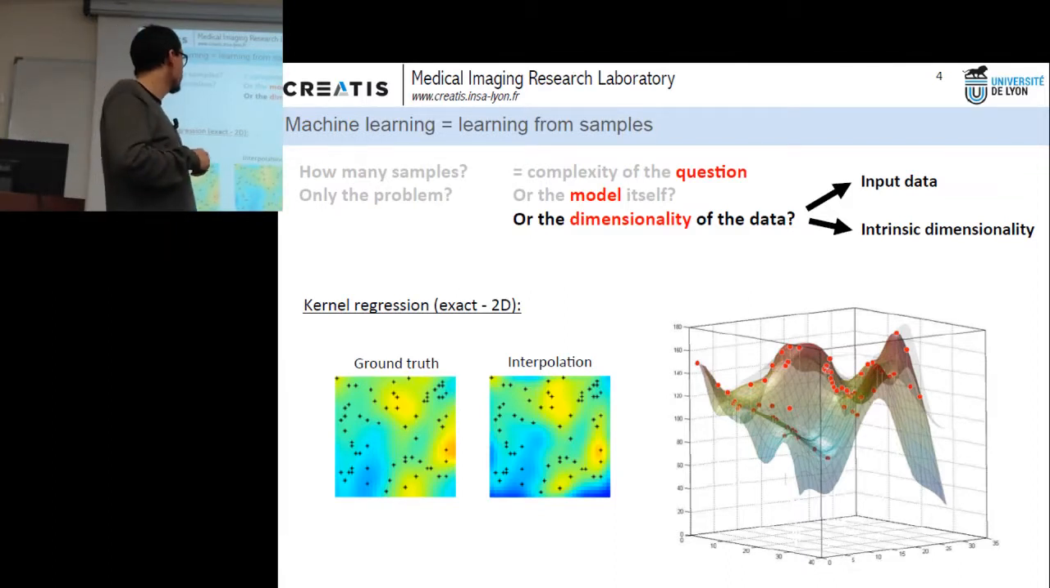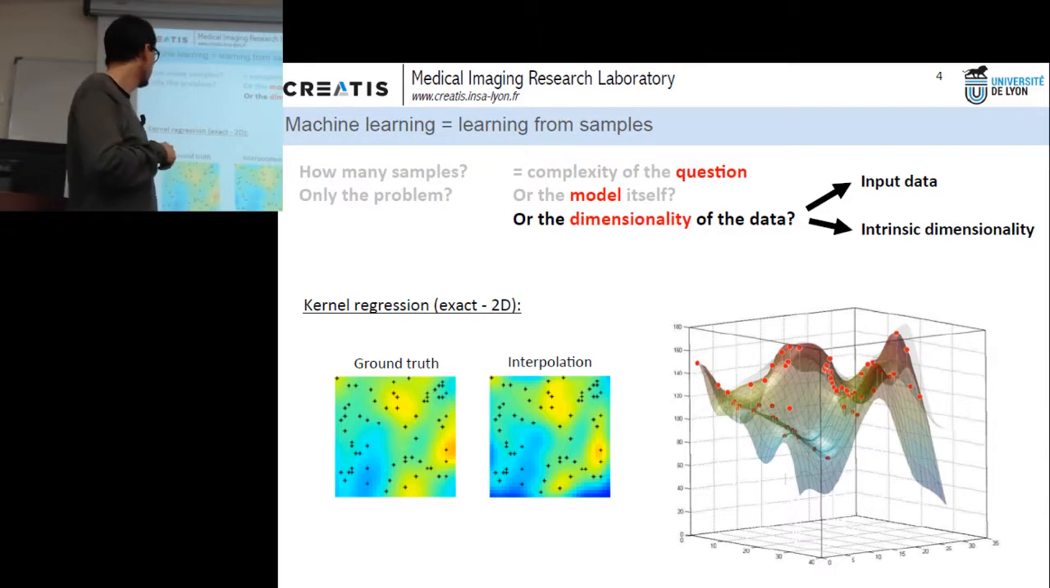Another question behind this is obviously the dimensionality of my data. So here is the same regression problem, but now it's not a 1D curve, it's a 2D curve. So the dimensionality of the input data is different, but there's also the intrinsic dimensionality of my data, because the shape that I may want to reconstruct, like the gray shape behind, is not just two-dimensional. Maybe it's conditioned by many more variables. With the samples depicted here, I may have an approximation of my ground truth, but it may change very differently depending on the amount of samples I have. So: complexity of the question, complexity of the model, dimensionality of my data.